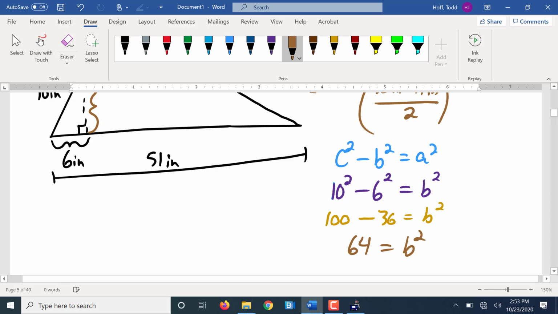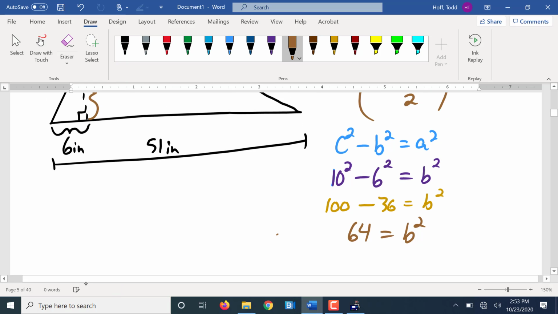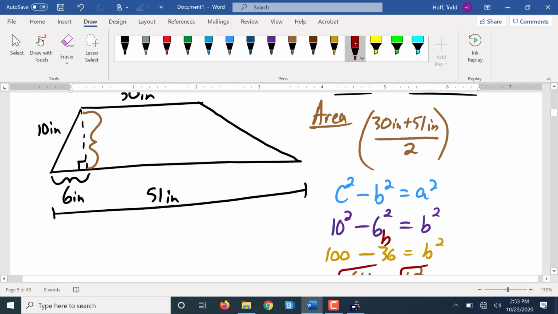Now on your calculator, if you get that 64 and you have to take the square root, rather than typing it back in, you can do this: second square root, second answer. So it'll take the square root of the previous answer, and you don't have to type it back in. So yes, the square root of 64 is 8. So that is saying this is 8 inches.